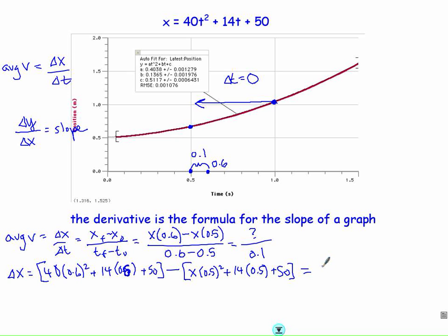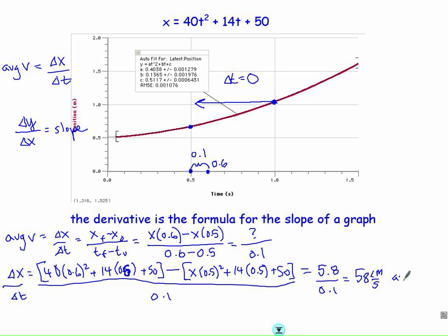Now, I worked this out earlier on my calculator. You can check it if you want, but the answer there is 5.8. We then, if we want average velocity, divide by delta t, which we found up here is 0.1. And ultimately, that gives us 58. The units here would be centimeters per second, and that would be our average velocity. So that's how you do it with numbers.